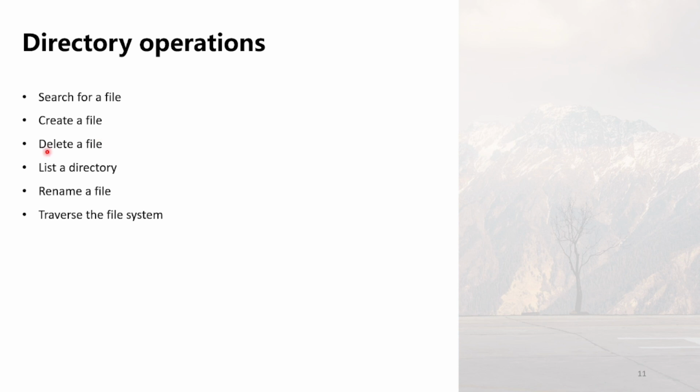Delete a file. Removes a file from the directory, which often means it is also removed from the storage medium. List a directory. Displays the contents of a directory, including files and subdirectories.